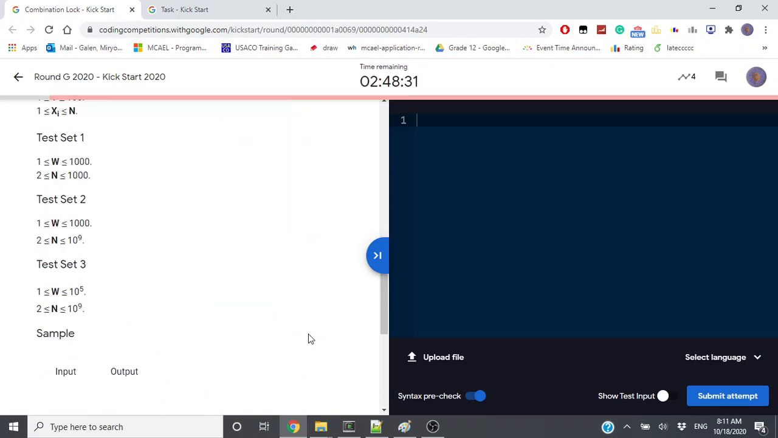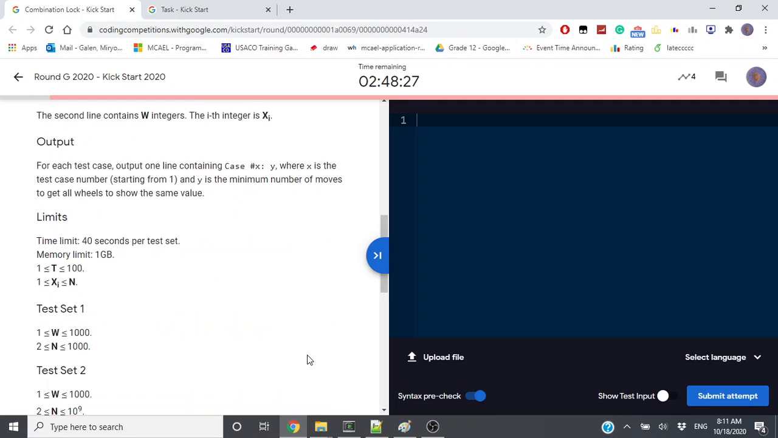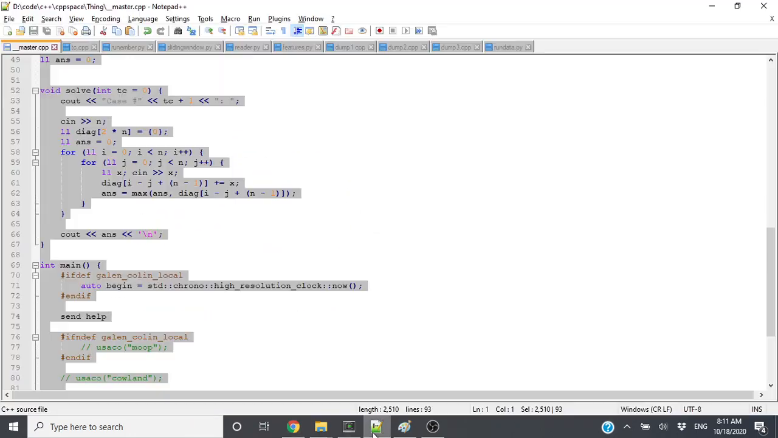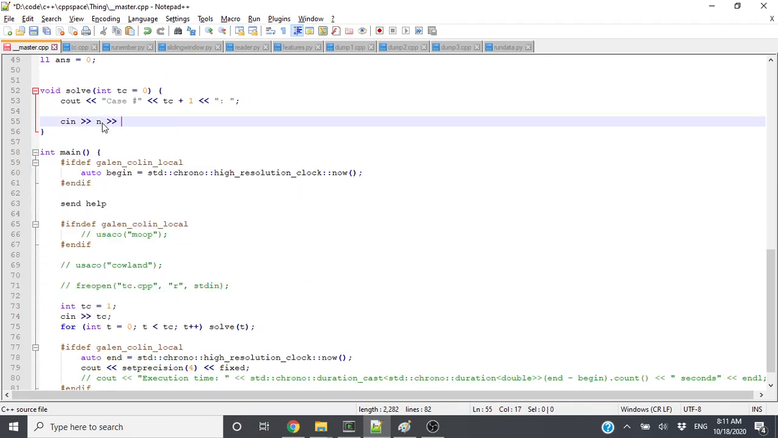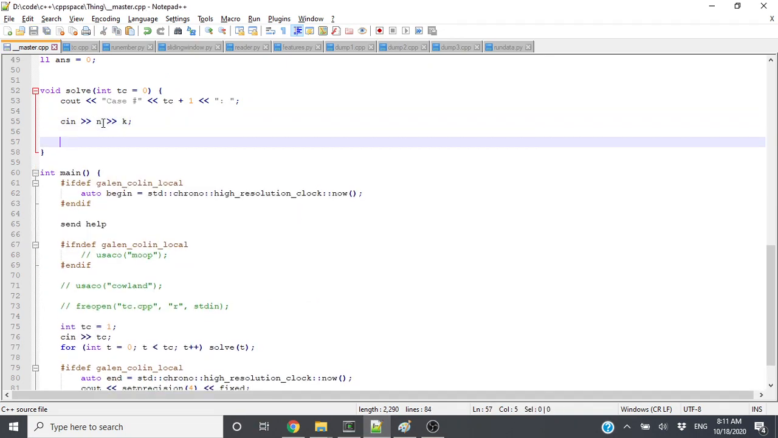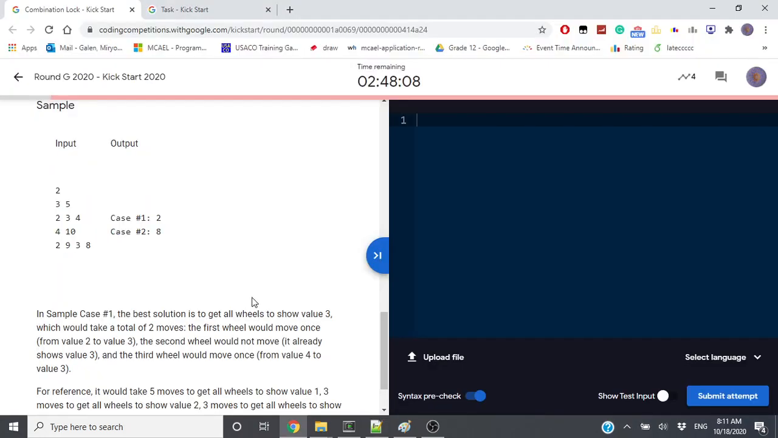Let's sort the values because why not? Doesn't matter the positions of the wheels, so we can sort them, I guess. Cn to n and k. And then what's happening here?